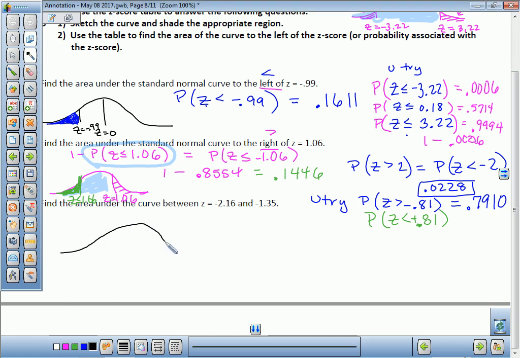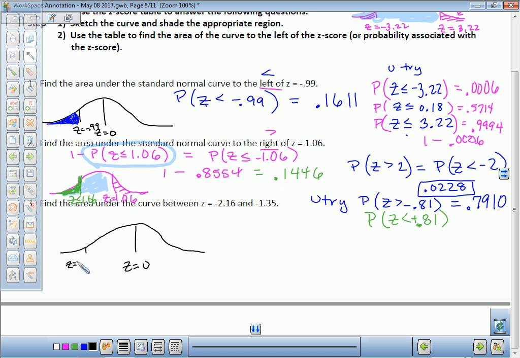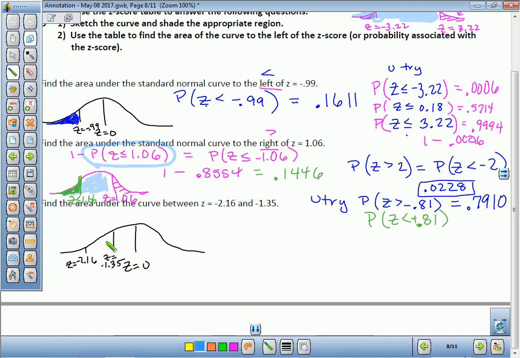Alright, last example of using z-scores. So if this was 0, and we're looking at negative 2.16, and a negative 1.35. Okay, so we're looking for the area in between, which is that, isn't it? That's the area in between.